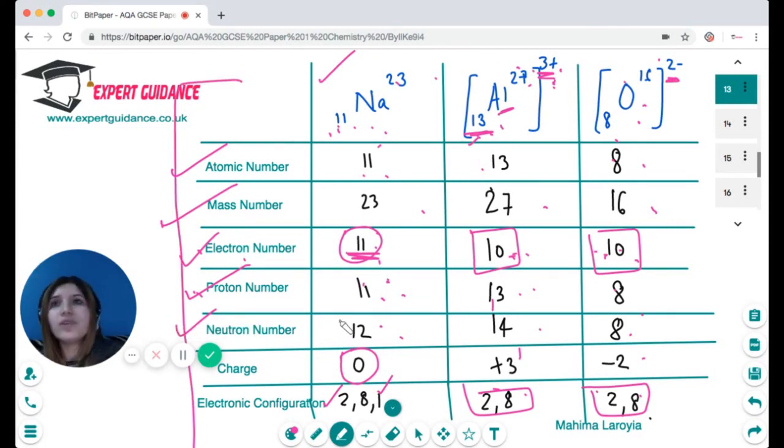Okay, so I hope you are able to do this, because these questions are often asked in the exam, where they give you an element and they ask you to work out the atomic number, mass number, electron number, proton number, neutron number. So make sure this table is clear to you.